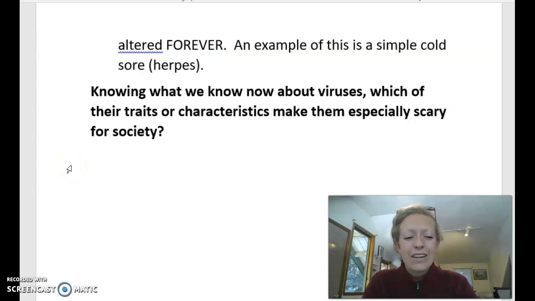So knowing now what we know about viruses, guys, which of their traits and characteristics make them especially scary? We talked about adaptability. I want you to think about that. I want you to think about the speed at which they can adapt. You can look into that if you want. And think of how they can move from host to host based on their ability to adapt. So I'll leave you with that.